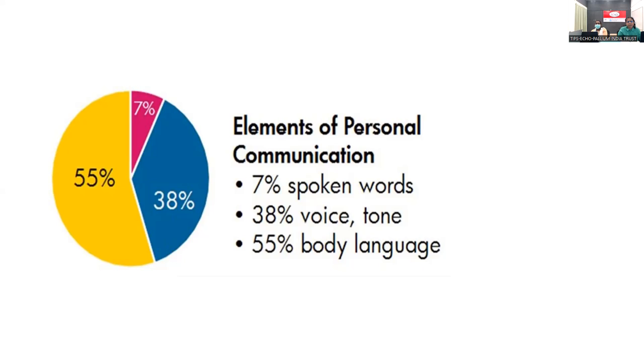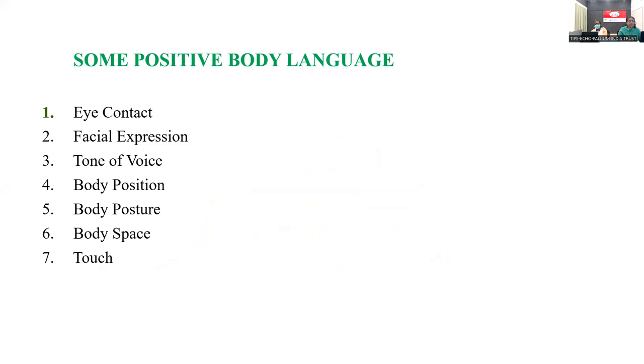According to the graph, 55% of personal communication comes through body language, 38% is through voice tone, and 7% is through spoken words. So the patient's body language and our body language communicate a lot. That is what this graph is showing. Some of the positive body languages are eye contact, facial expression, tone of voice, body position, body posture, body space, and touch.